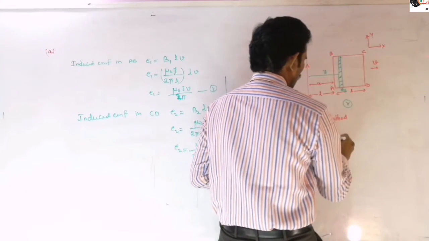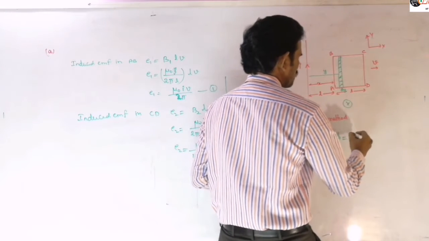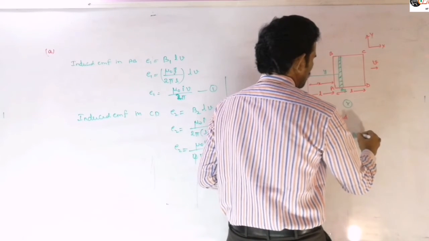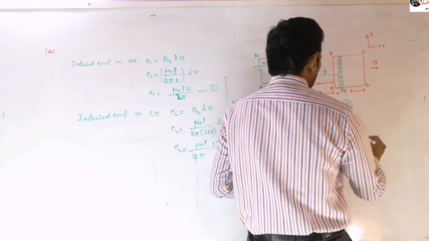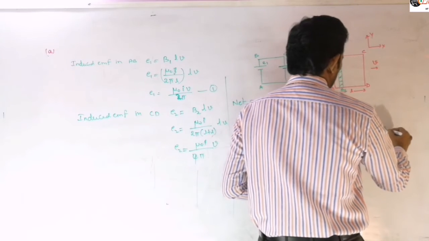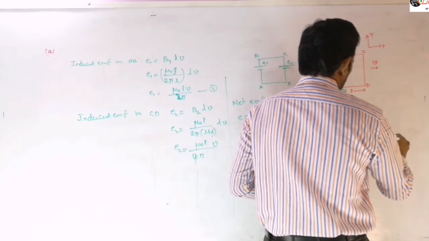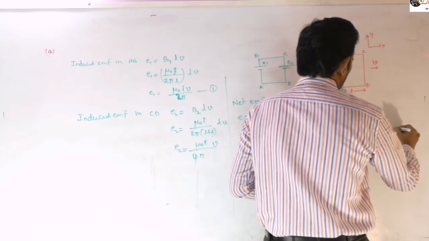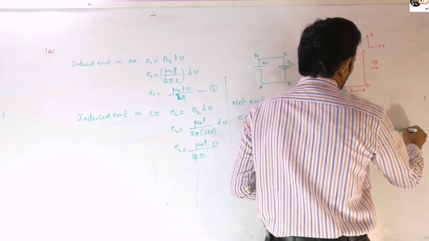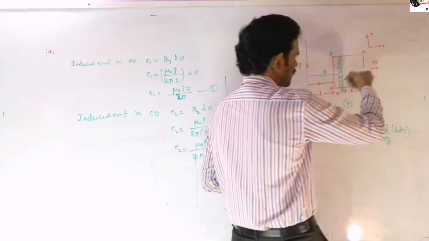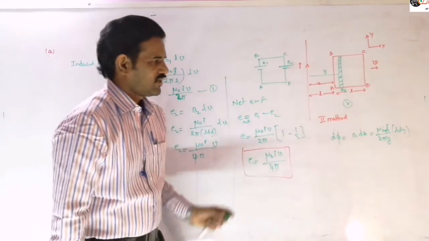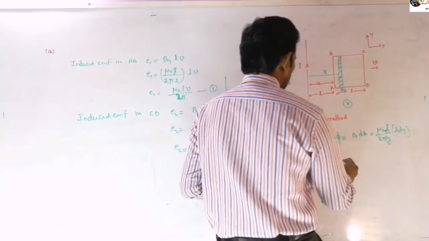So dy, so dφ I am writing here, the flux passing through the small element. Then B·dA you can write, where B is nothing but μ0 I by 2πx, or 2πy we are taking here. μ0 I by 2πy into the area of that element. You can write this as L into dy. This side L we are taking, so L into dy. So from this we can write the total flux here.